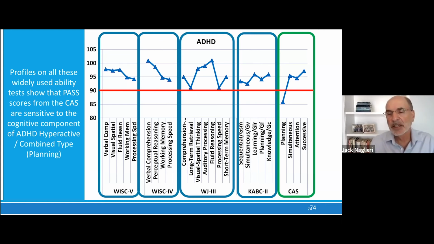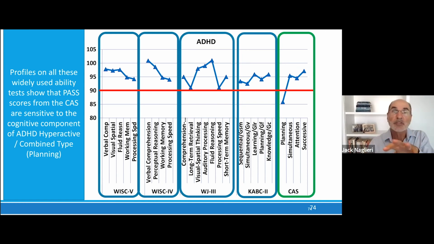Now, I will tell you that in inattentive type children, the attention and the planning scores flip. So attention is lower and planning is higher, but that's the inattentive type. That was a study we have from Stefano Taddei. In any case, I want to show you one more.